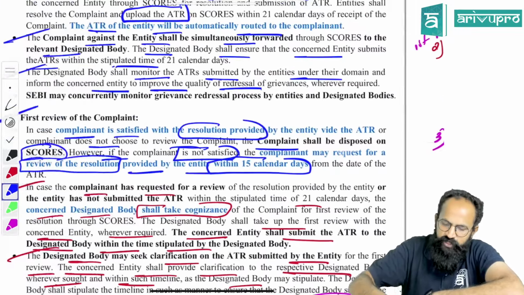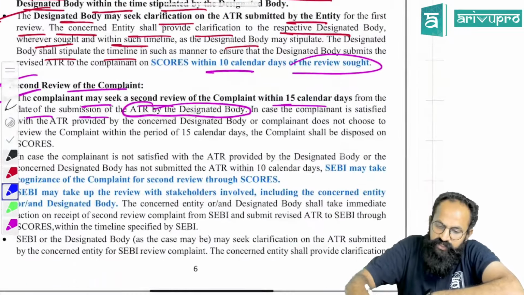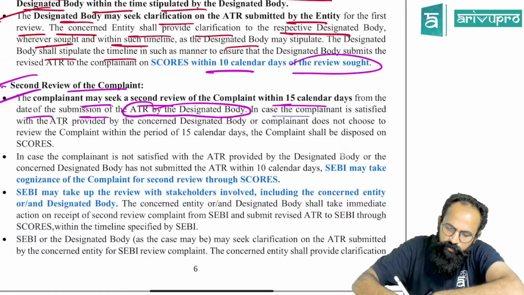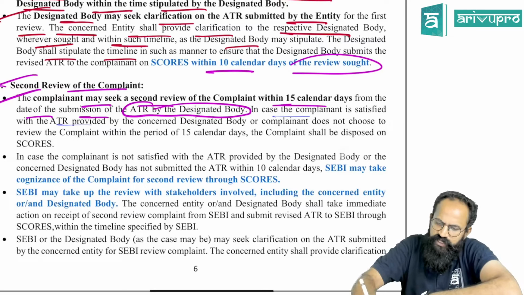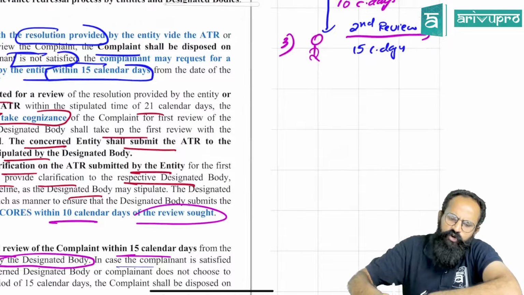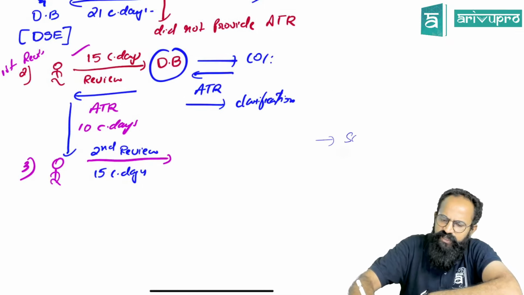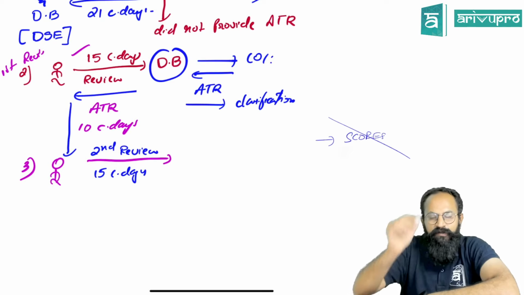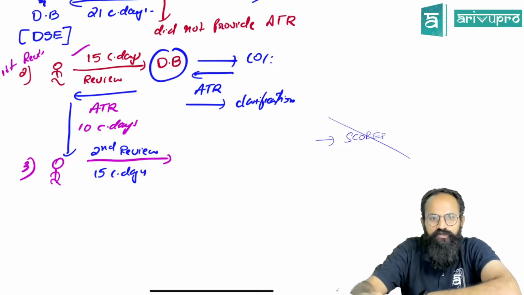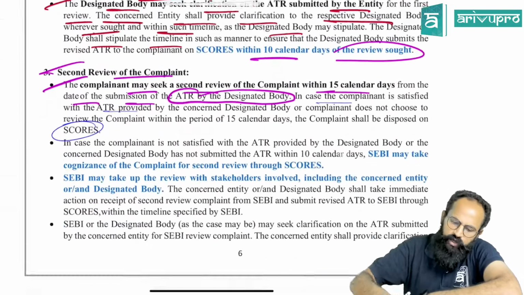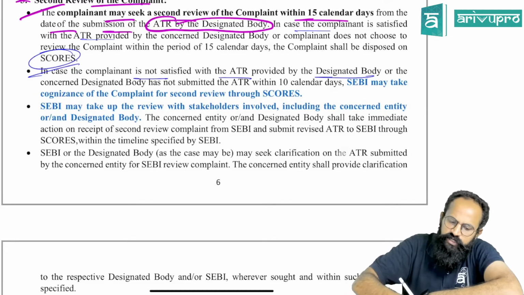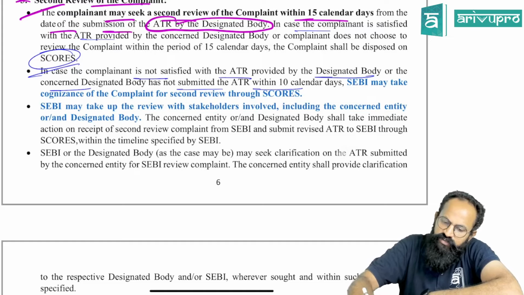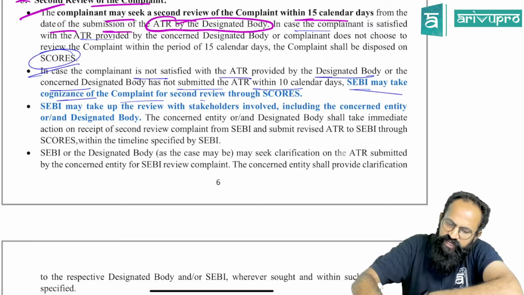Now see here, in case the complainant is satisfied with the ATR provided by the concerned designated body, or does not choose to go for a review within 15 days, the complaint shall be disposed of on SCORES. Meaning, sir, if I do not go for review, it will be taken as resolved on the SCORES platform. They will be removing it and it will be considered resolved if you do not go for the second review. In case the complainant is not satisfied with the ATR provided by the designated body or the concerned entity, within 10 calendar days SEBI may take cognizance of the complaint for the second review through SCORES.